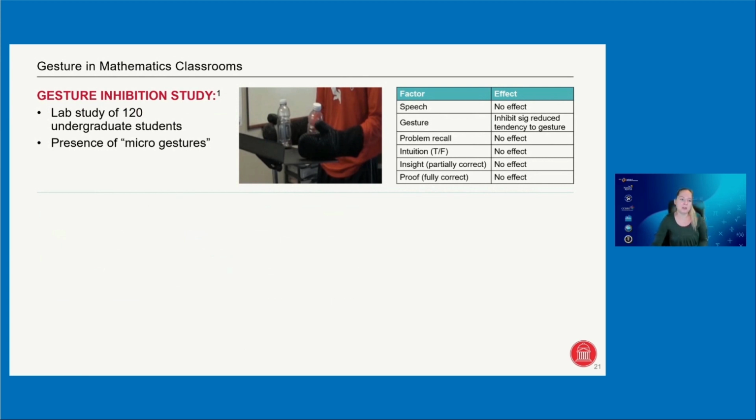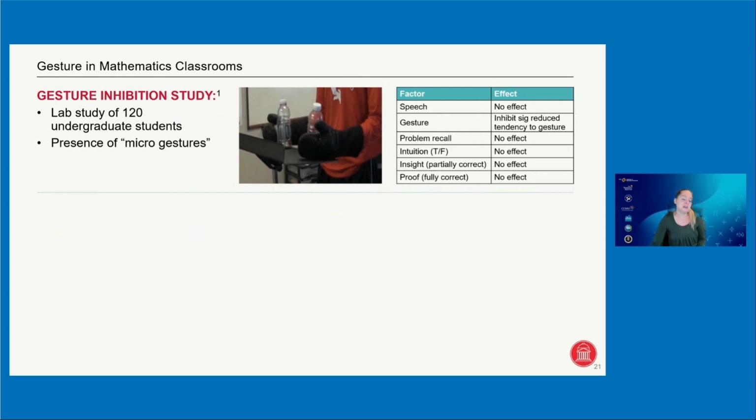In the first one, we inhibited students' gestures while having them wear oven mitts and clasp water bottles. And it was a study of 120 students. And we basically found that inhibiting their gestures didn't actually affect their outcomes in any way. We looked at a bunch of things, and it did significantly reduce their tendency to gesture, but that's about it.